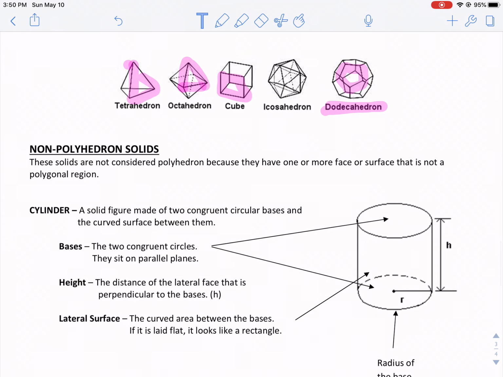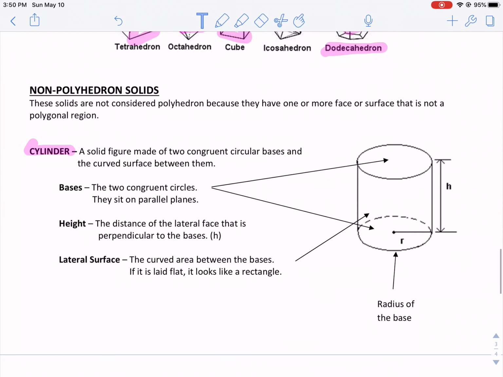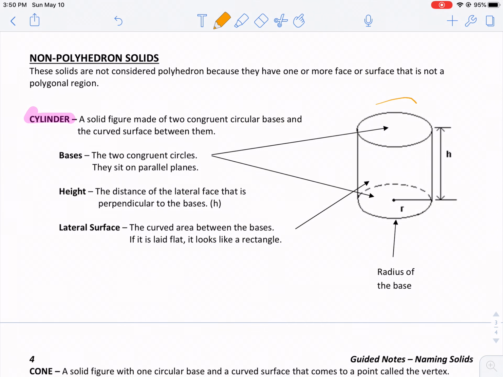All right, now we can also have solids that are made of non-polygons. There's 3 main ones of these. The first one is a cylinder. A cylinder is basically a prism, except it is made of a circular base. So instead of calling it a prism, we call it a cylinder. So we have 2 bases. Those are our congruent circles. The height is the distance between the 2 circles, or the distance perpendicular from the 2 circles.